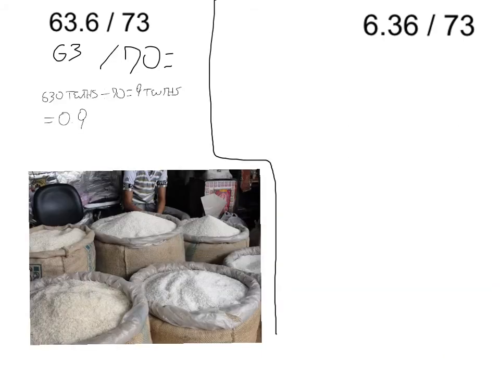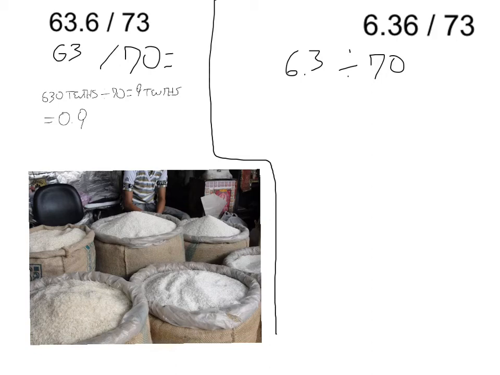Alright, again, we're going to round these numbers the same way. We're going to round 73 to 70, and we're going to round 6.36 to just 6.3. Now, if I had a hard time dividing 63 by 70, I'm certainly going to have a hard time dividing 6.3 by 70, but only if I'm thinking about it like ones. Even if I turn 6.3 into tenths, that's still going to be 63 tenths. But what about if I turn it into hundredths? So let's try doing that.